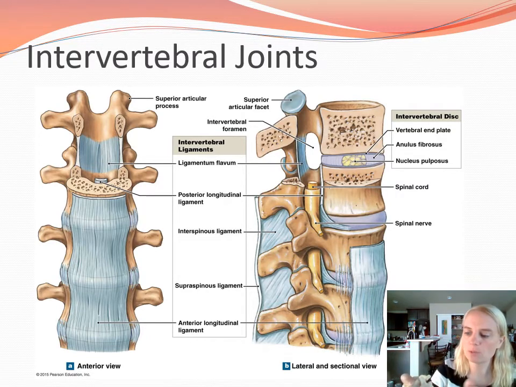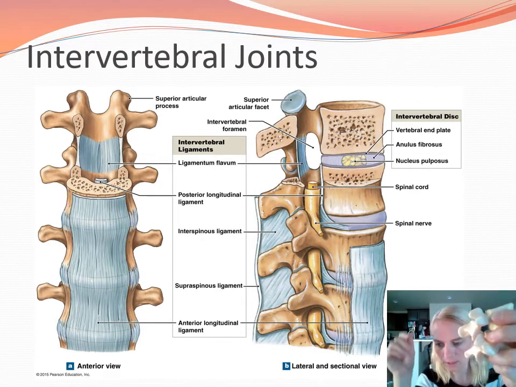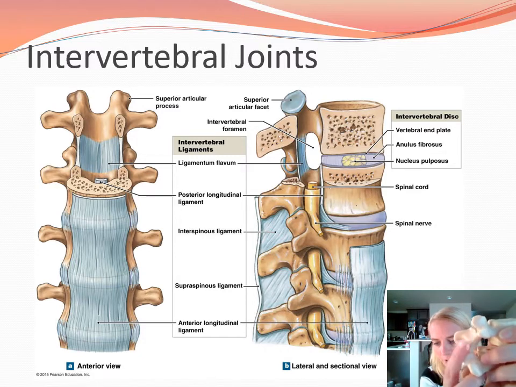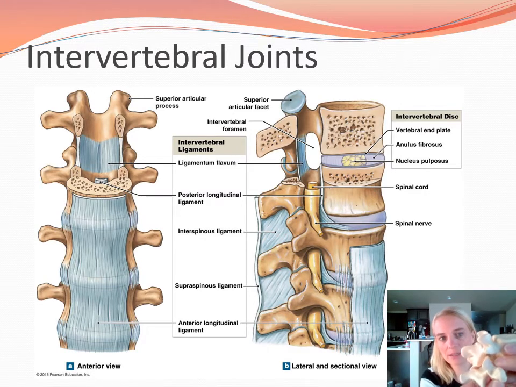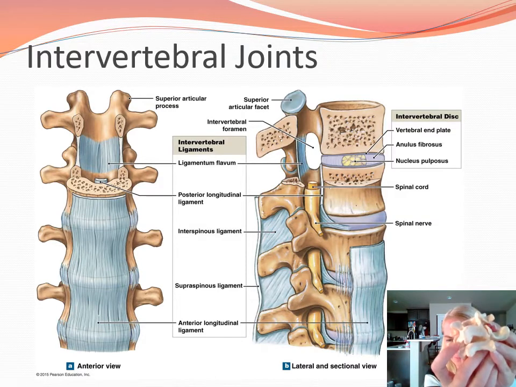The other place that we see articulation is between the superior and inferior articulating processes of the adjacent vertebrae. I know that's a mouthful, but if we take a look right here, where we have the inferior articular surface coming up against the superior articular surface, this is another articulating surface. Right here, this is a synovial joint.